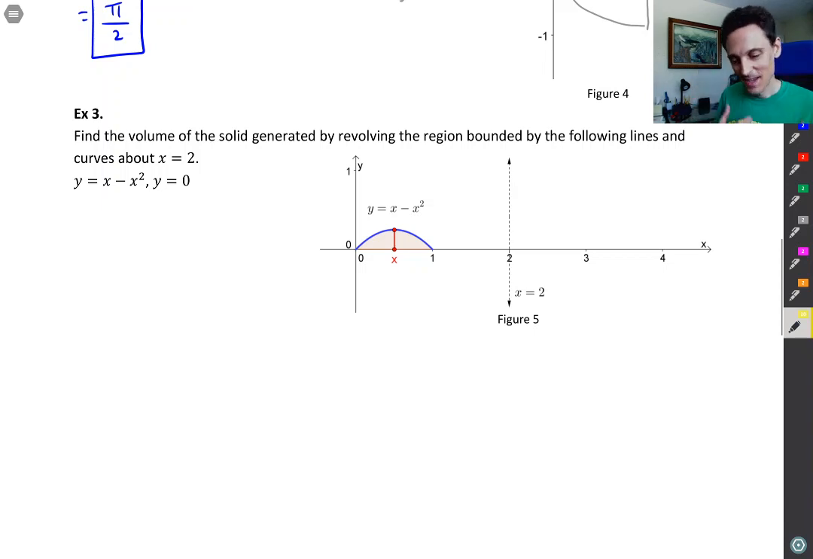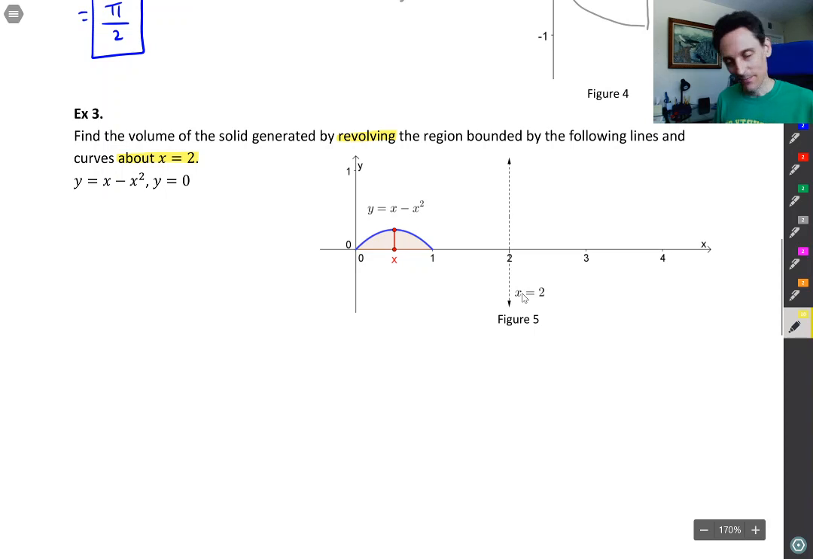Welcome back. Example 3 says find the volume of the solid generated by revolving the region bounded by the following lines and curves about x equals 2. Now figure 5 shows a setup of this, but you'll want to remember x equals 2 is a vertical line at x equals 2.